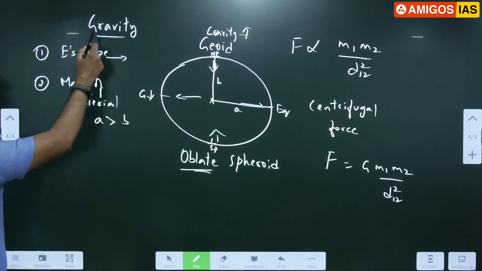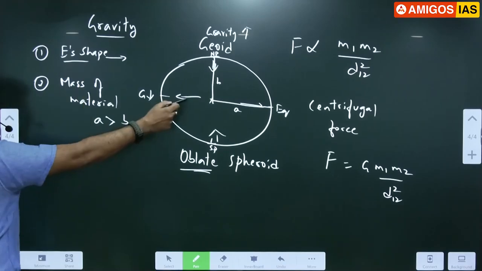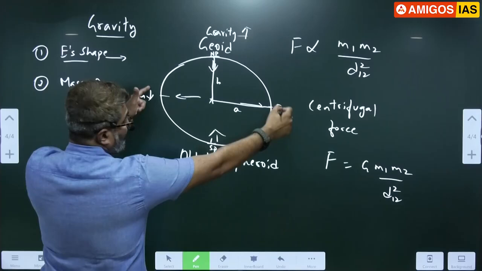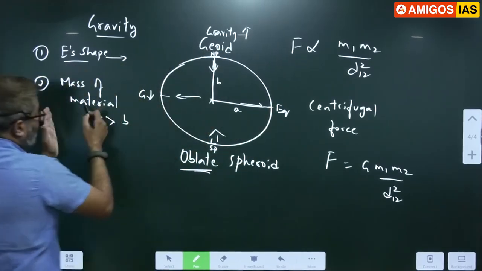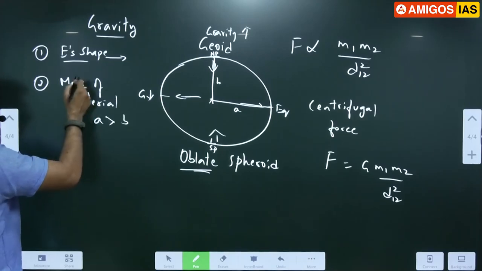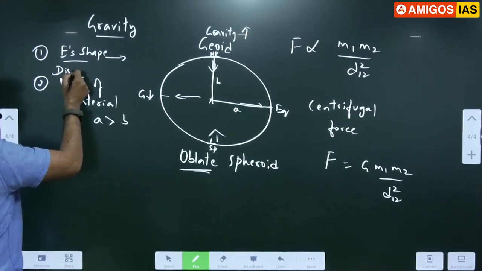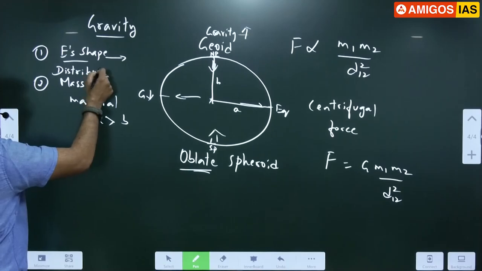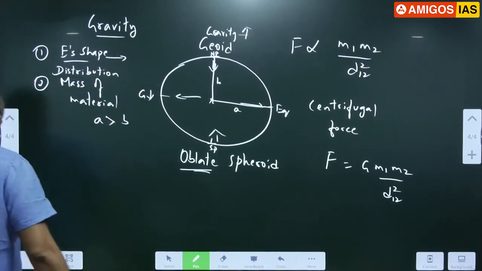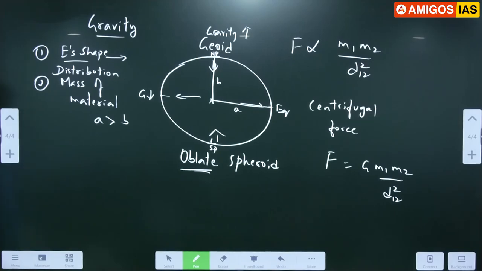So the gravity of the earth will vary according to the earth's shape. One, okay, because of the bulge shape here, gravity is less. As you go here, it will increase. That is one. Second, the gravity of the earth will vary according to the distribution of mass of material. Distribution of material. You first write this, then I'll explain again. Distribution of material.